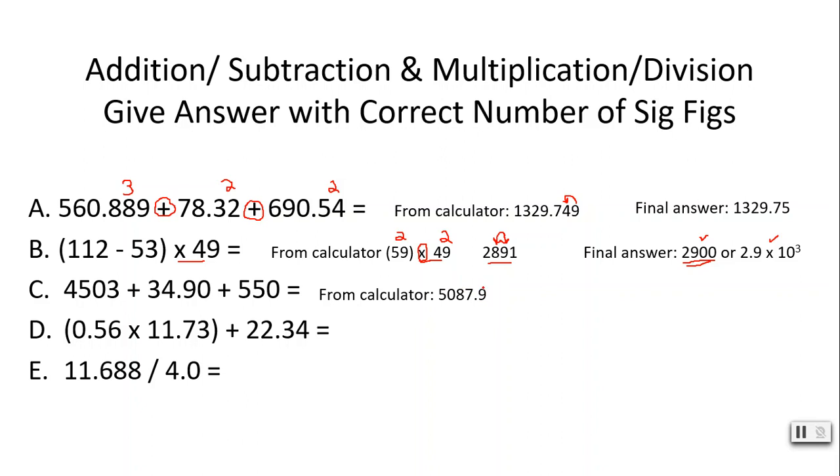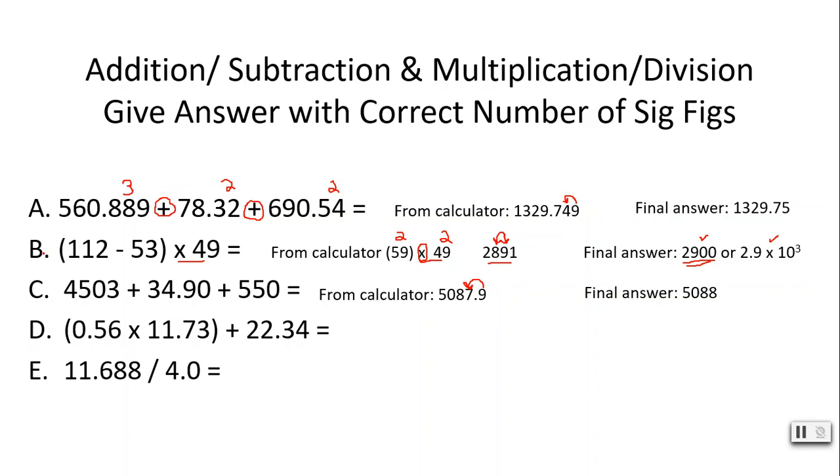So I'm going to look at that last digit that's not significant to see if I need to round up. And I do round up because it's greater than 5. So my final answer is 5088. That's for question C. Question D.